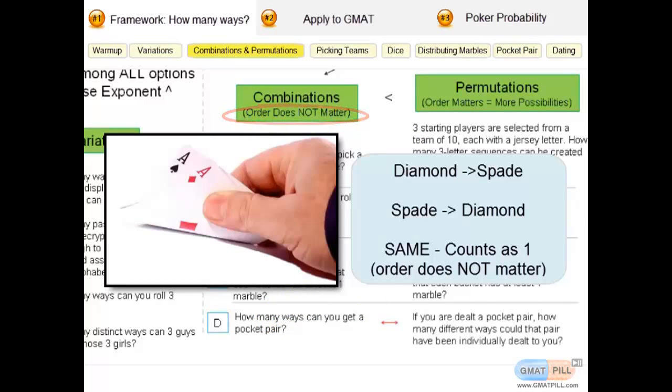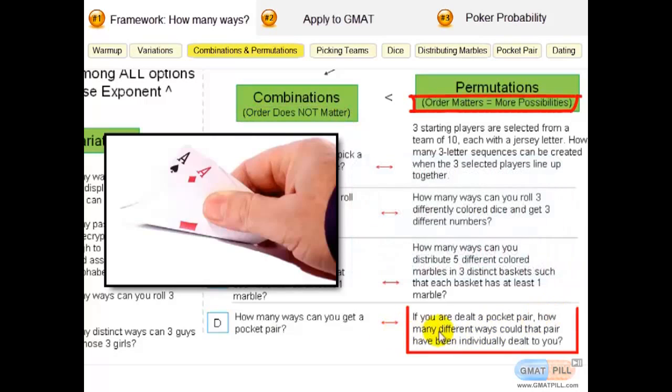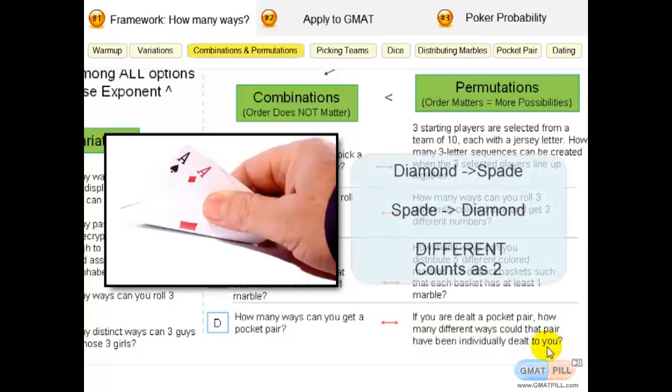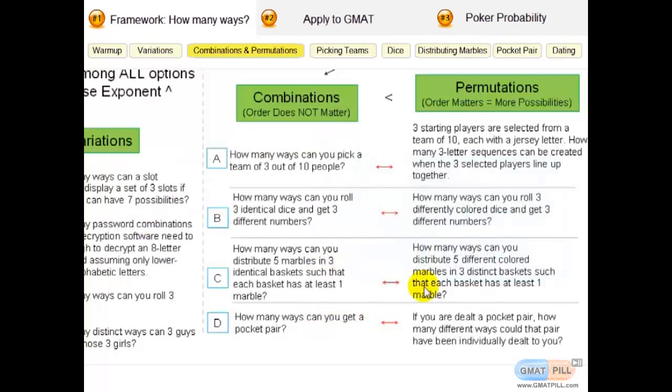Now, order matters if the question were worded like, if you are dealt a pocket pair, how many different ways could that pair have been individually dealt to you? Right? With that same example, you getting the diamond first and then the spade is different from you getting the spade and then the diamond, right? So these are different ways of wording almost the same question, but in one case, order does not matter. The other case, order matters.